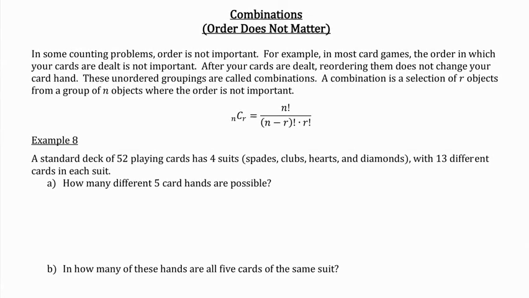So combinations are very similar. The big key difference: order does not matter with combinations, right? We talked about people finishing a race. They finish in certain places, so first place, second place, third place, that's when order matters. Another good order-matters situation is a telephone number. If I dial 911, that's not the same as dialing 191. Those are two totally different telephone numbers.